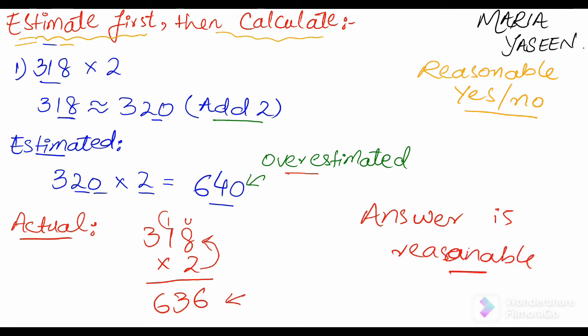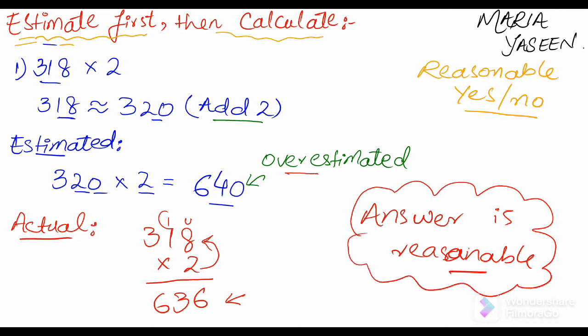Because we have compared these two values, 640 and 636, they are closely related to each other. That's why we can say that our answer is reasonable. What does reasonable mean in mathematics? Reasonable means that our answer must make sense. So yes, they are near to each other, they are making some sense here, so we can say that our answer is reasonable.